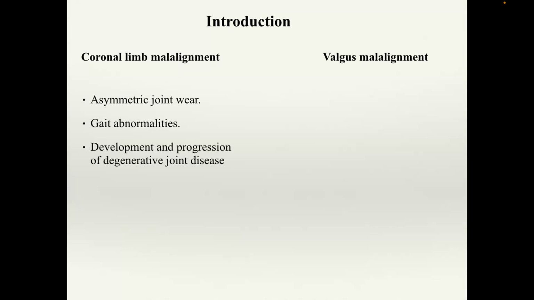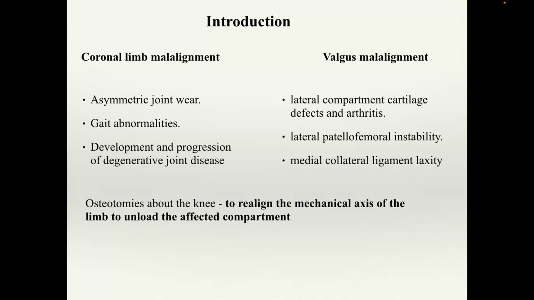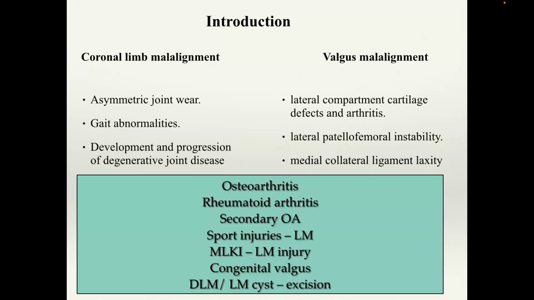Valgus malalignment is less common than varus, but it contributes to a variety of conditions, including lateral compartment cartilage defect and arthritis, lateral patellofemoral instability, and medial collateral laxity. Osteotomy around the knee is done to realign the mechanical axis of the limb to unload the affected compartments. Causes for valgus knees may be osteoarthritis, rheumatoid arthritis, secondary OA, sports injuries, medial meniscus tear, congenital valgus, discoid lateral meniscus, and lateral meniscus excisions.